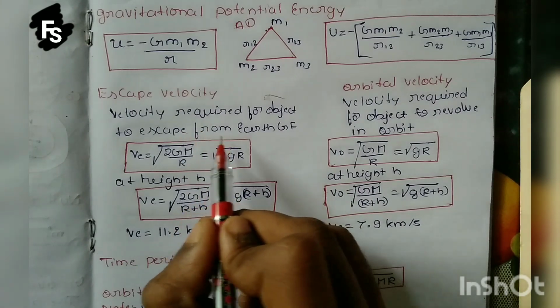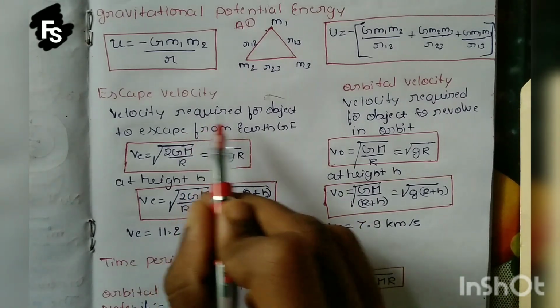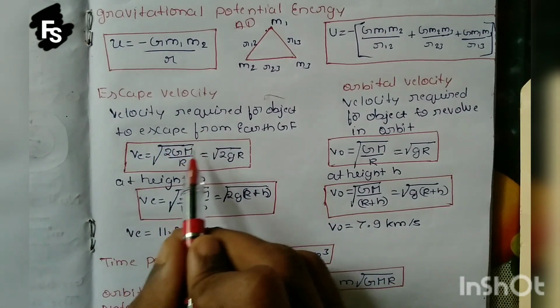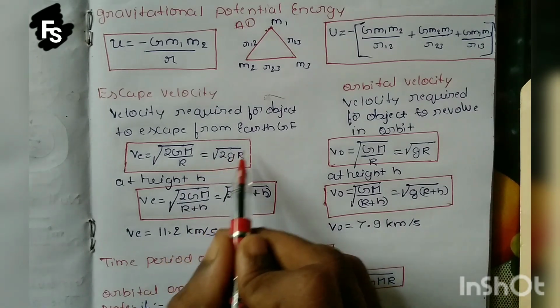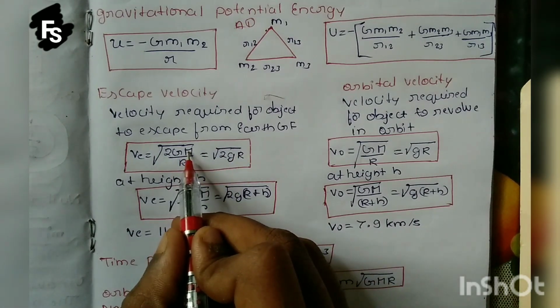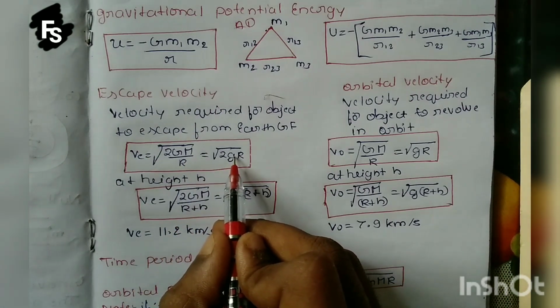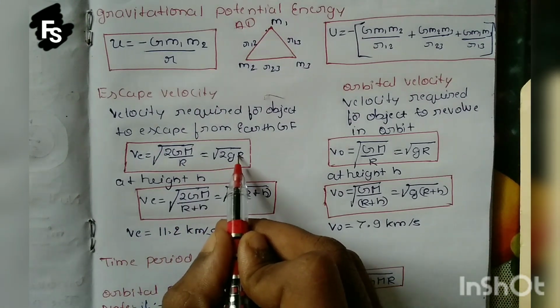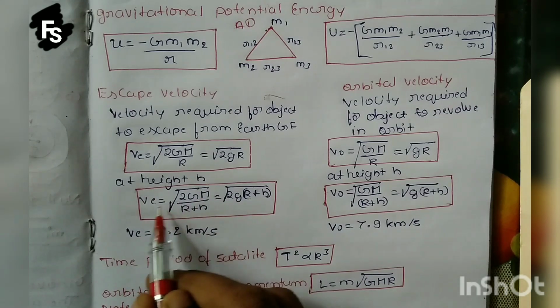How much velocity is required for an object to escape from the Earth's gravitational field? This is called escape velocity. V is equal to root of 2GM by R, which is equal to root of 2gR. Here G is the gravitational constant, M is the mass, g is the acceleration due to gravity, and R is the radius of the Earth.